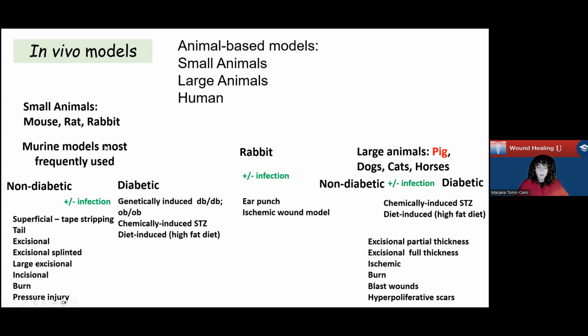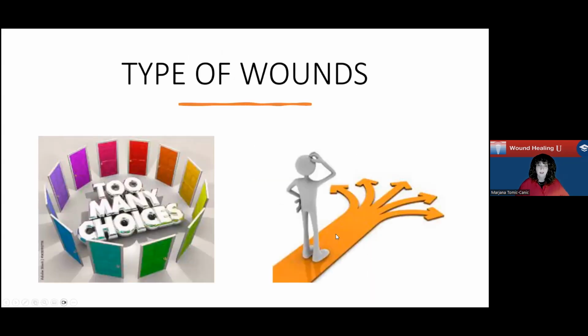Murine models are most frequently used in this context, and then large animals: pig, dogs, cats, horses, and so forth. But primarily for practical purposes in the laboratory setting, usually it's the pig. And so, again, there are multiple ways these animals can be treated differently in various aspects of the wound healing process, and the challenges of a chronic wound can be replicated in these models.